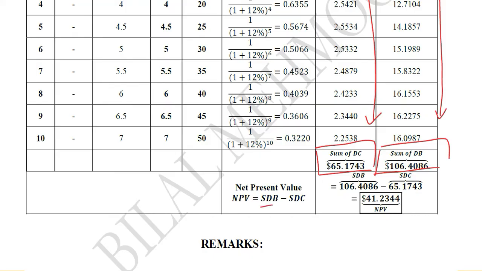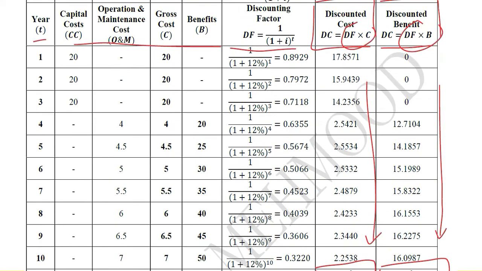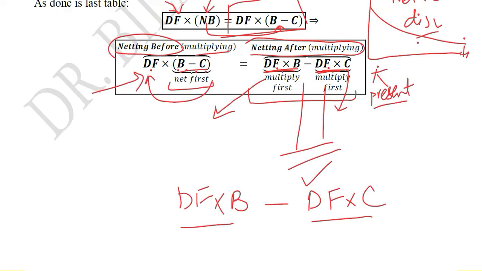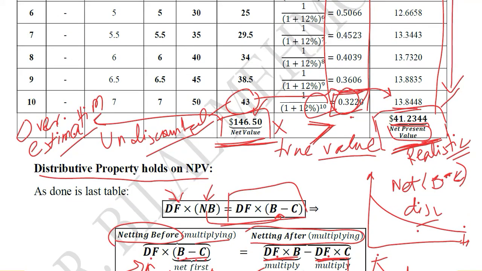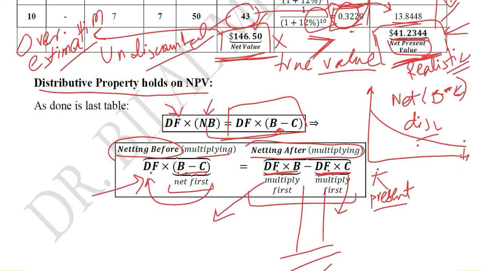I'm using the sum of discounted benefits and the sum of discounted costs. It will again be NPV, net present value. The same answer should be there. So the sum of discounted benefits minus the sum of discounted costs is giving us the same answer that we had before by using the other method. It's the same value.